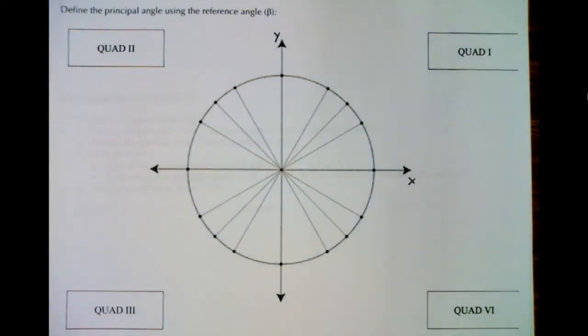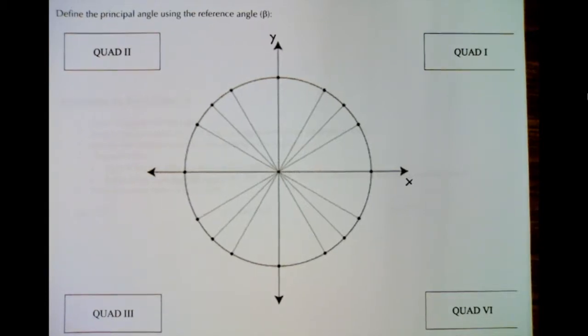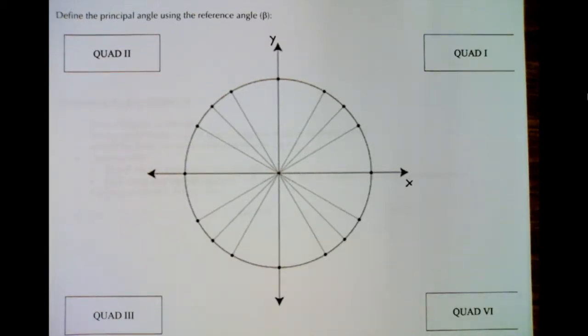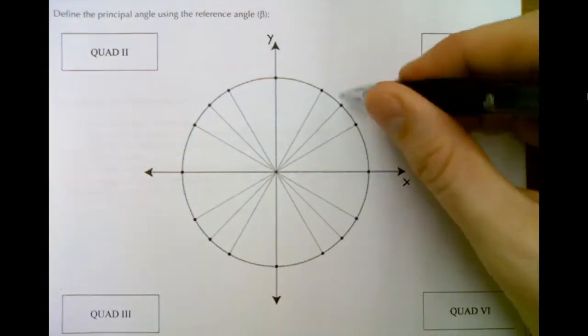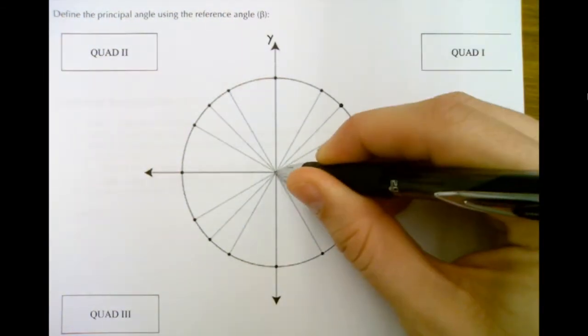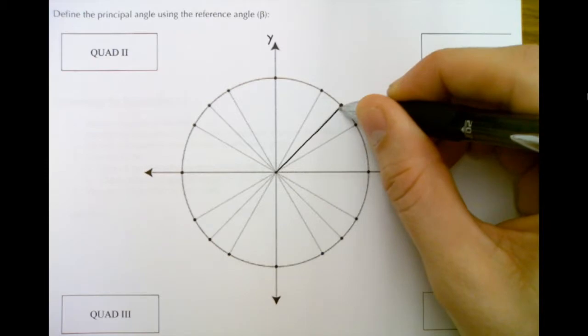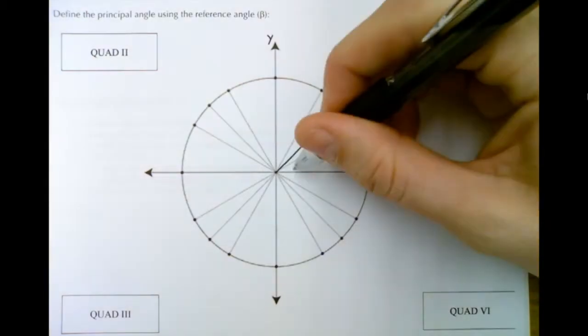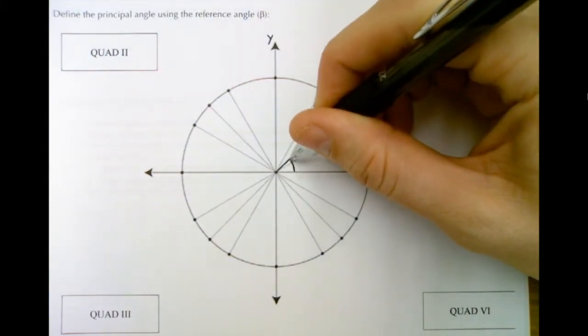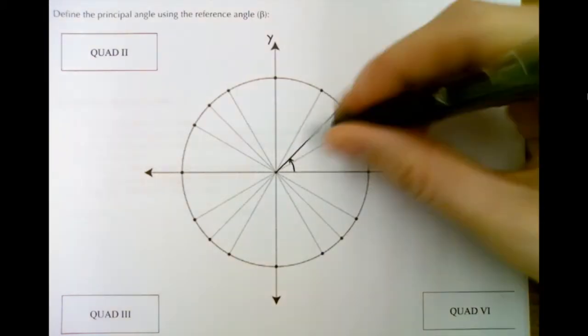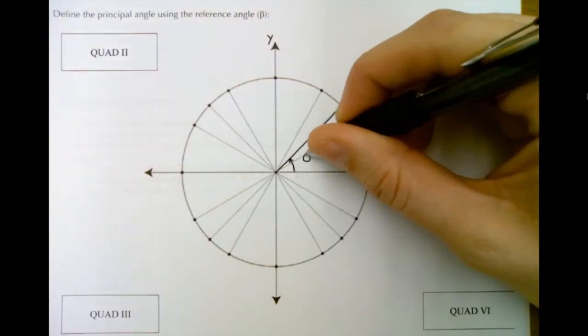Let's draw some angles in each of the quadrants and talk about some specific relationships. So let's start with an angle in the first quadrant. I'm just going to pick one of these dots, let's say this one. And I'm going to create an angle from standard position, and we're going to call it theta.